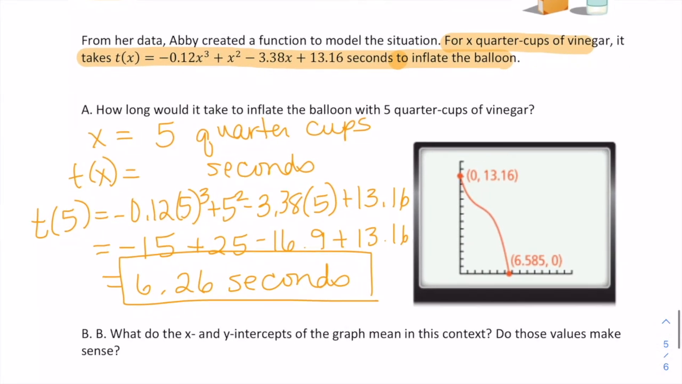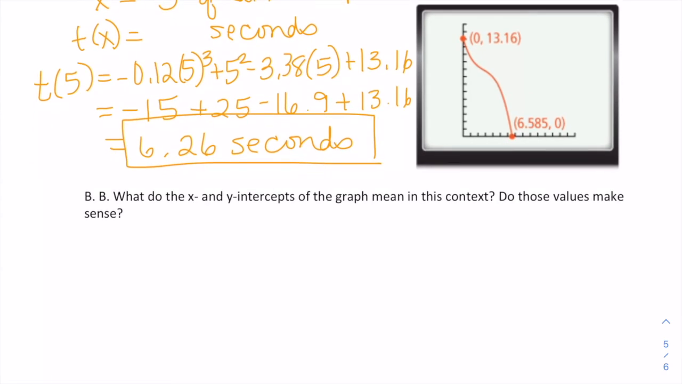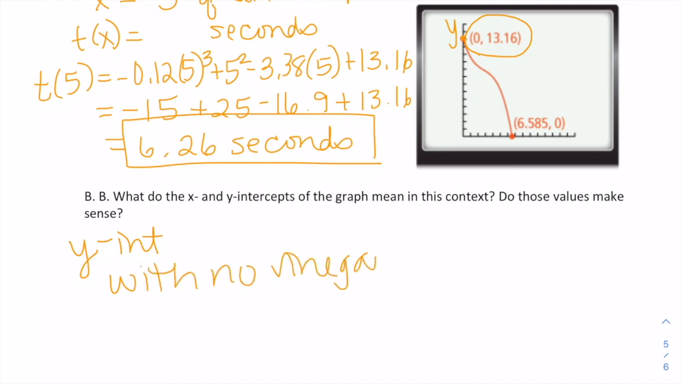Now let's look at the graph and figure out what these x and y intercepts mean. So remember, this is the y-axis, so we can see the y-intercept is up here. So the y-intercept is saying that if we don't have any vinegar, because remember x is the vinegar, so with no vinegar, it will take 13.16 seconds to inflate the balloon.